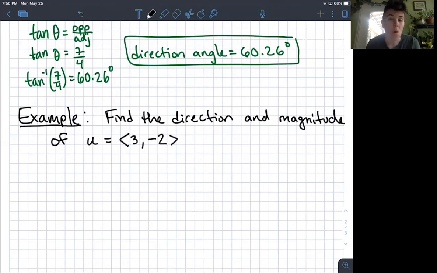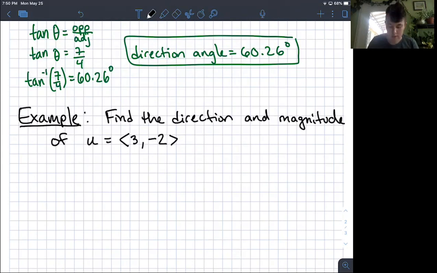So this is not in quadrant 1. So be careful because I want you to give me positive direction angles. I want all my direction angles to be positive, no negative direction angles. So see what you can do. Remember, I want you to pause this, come back, you can fast forward. So pause now.